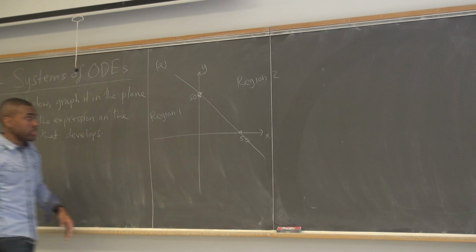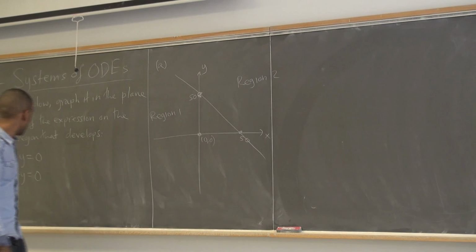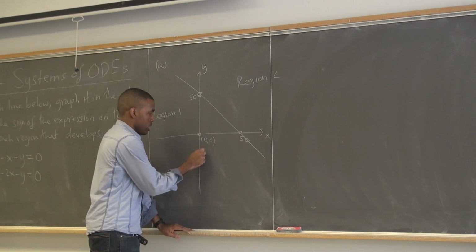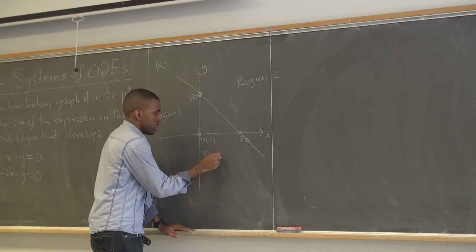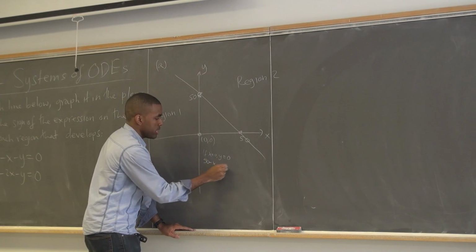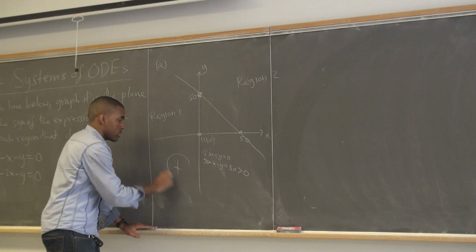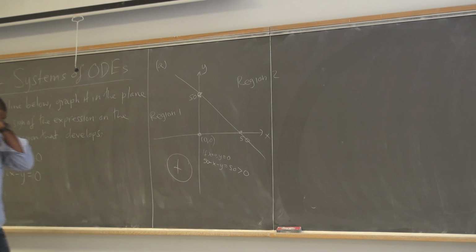Plug in a point, right? Take any random point in this region, say (0, 0), because that's pretty easy. If I plug in x equals 0 and y equals 0 into this expression, what do I get? 50. If x equals 0 and y equals 0, then 50 minus x minus y is equal to 50, which is greater than 0. So in this region, the sign of that expression is positive.